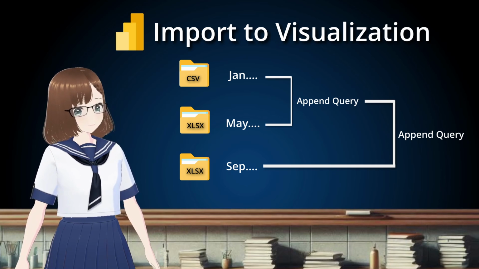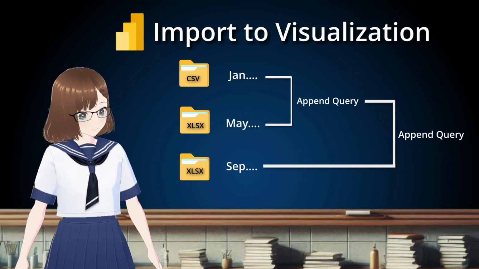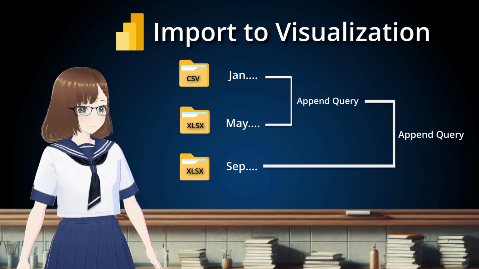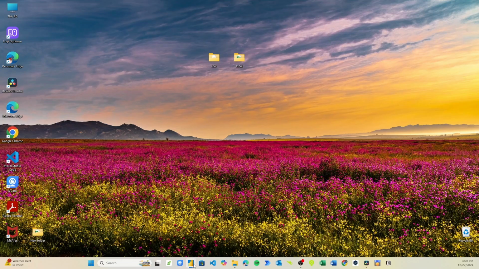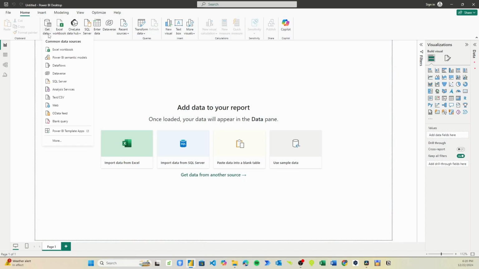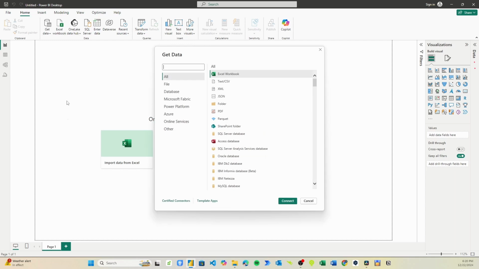Finally, we'll add new data files for October, November, and December to their respective folders, and refresh the visualization to include the updated data. On your desktop, you have a folder containing CSV files and another folder with XLSX files. Let's start by importing the CSV folder.